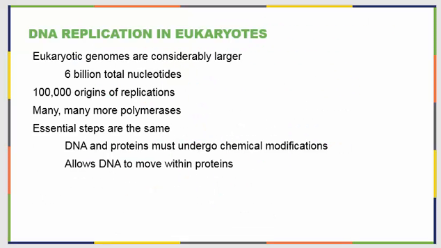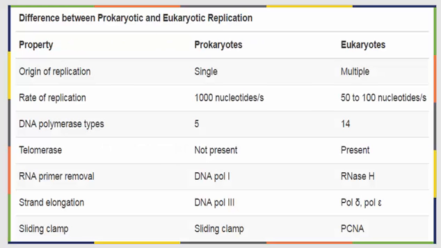DNA replication in eukaryotic organisms is more complex, but it follows the same general rules. And that's because there are about 6 billion nucleotides in the average human cell and over 100,000 origins of replication. So there are many, many more polymerases to help get this job done. Here are some of the differences between prokaryotic and eukaryotic replication.